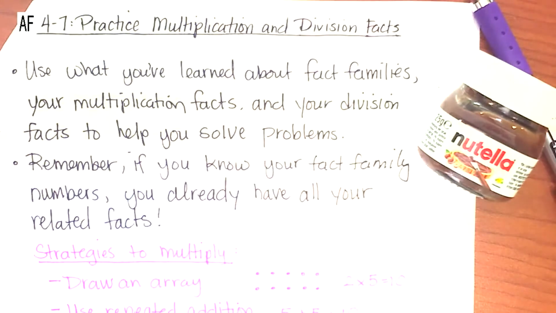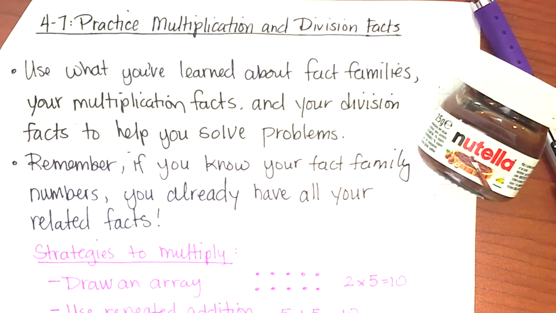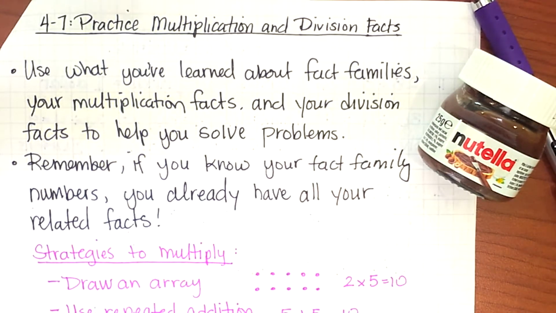So let's go ahead and take a look at our notes for this lesson. You're going to put the title of your lesson up at the top, 4-7. To practice our multiplication and division facts, we're going to use what we learned about fact families and our multiplication facts and our division facts to help us solve problems. Remember, if you know your fact family numbers, you already have all of the related facts available to you.